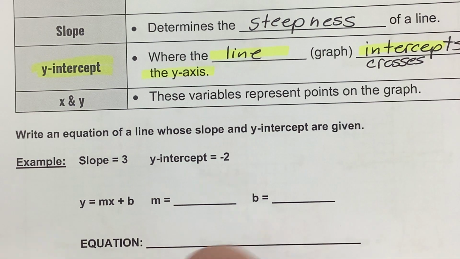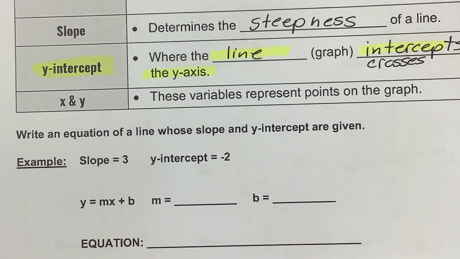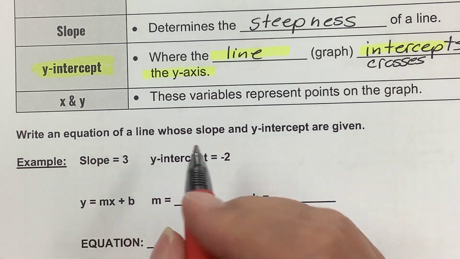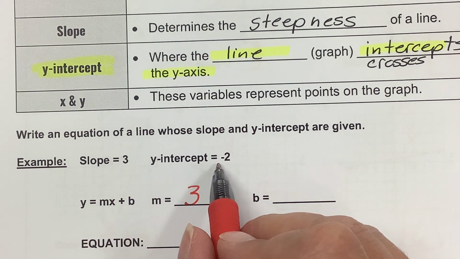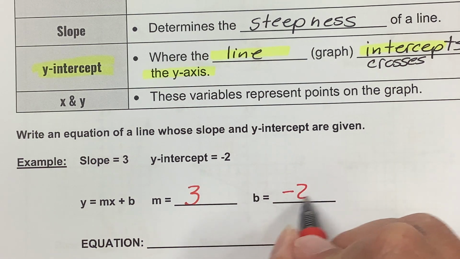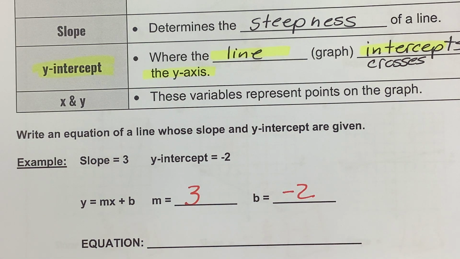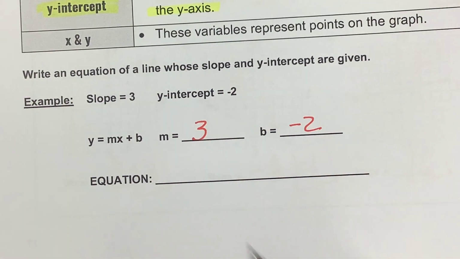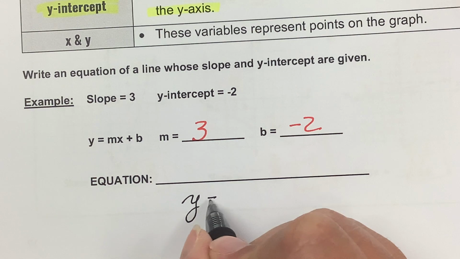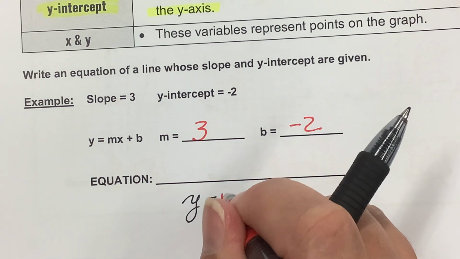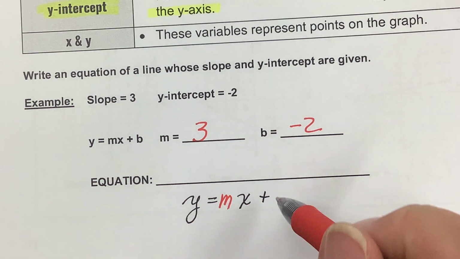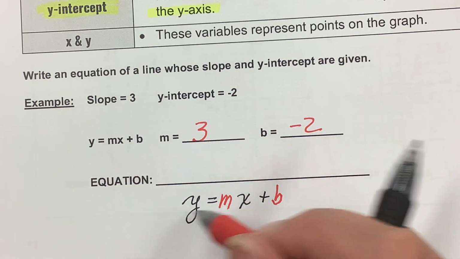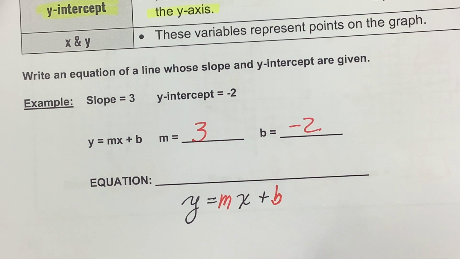So here, I have my slope is 3 and my y-intercept is -2. So that means slope is represented by the letter m, so m equals 3. Y-intercept is the letter b, -2. Now, the slope-intercept method says y equals mx plus b. Now, x and y, those are the variables that represent the points on the graph.